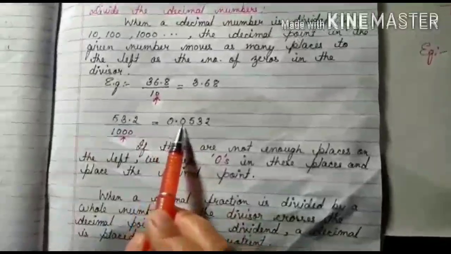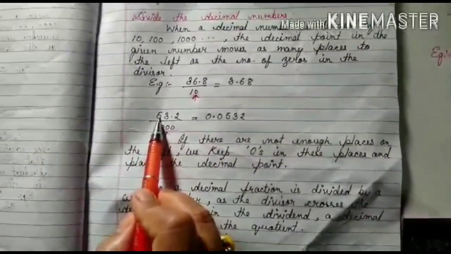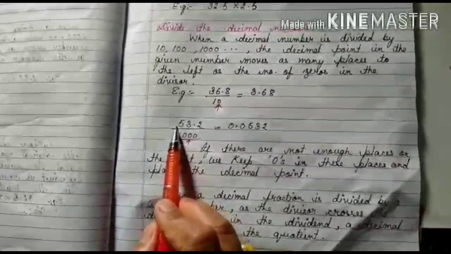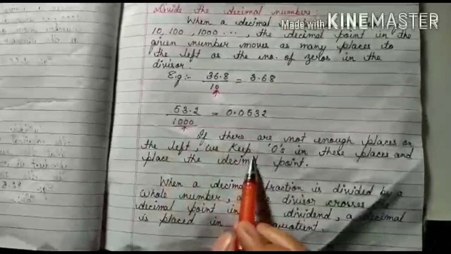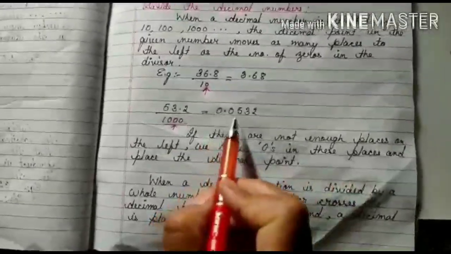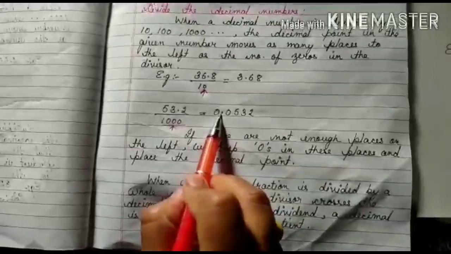So let's see the answer. Here 1, 2. 2 places are there, but there are not enough places. So in order to have enough places, we have to keep zeros in these places. So here I am putting 0, then after that we put the decimal point.